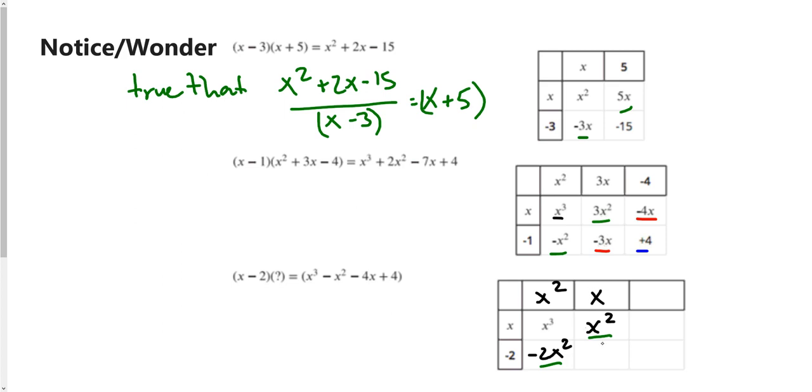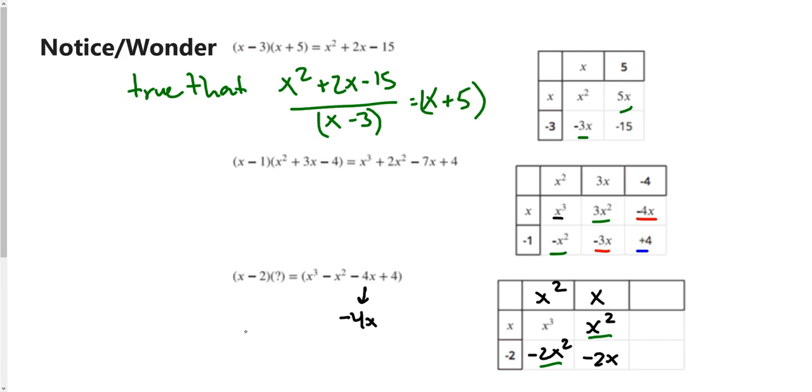Okay, perfect. Now, x times negative 2. Negative 2x. Hey, it looks like we're doing it. All right. What else do we know? How about this 4? Now we could do the same for this box, right? So you've got a negative 4x.